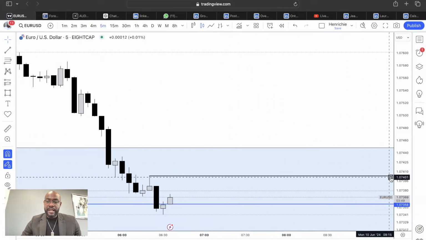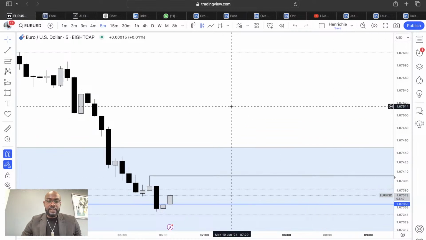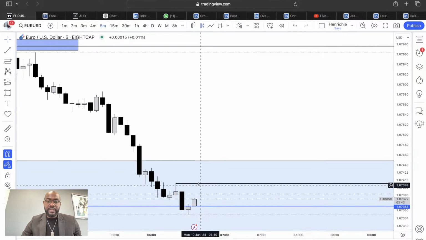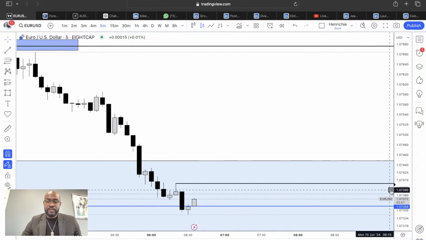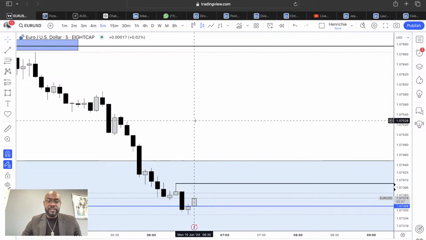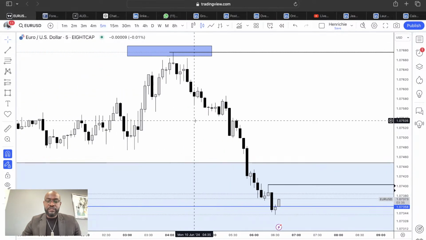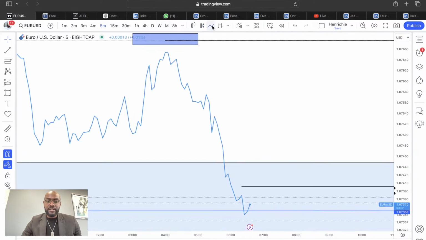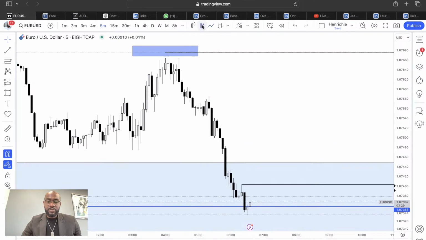Because don't forget, we still have a 1 hour imbalance resting right there. So if price breaks above this key level, then we'll start to watch this very closely to see whether there's going to be a shift of market structure to the upside from this key level. So let's look at what it looks like as well.